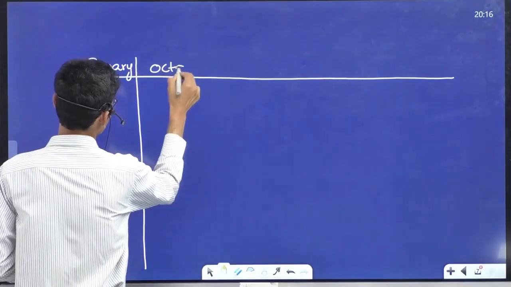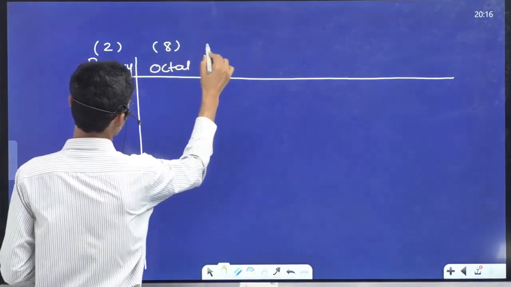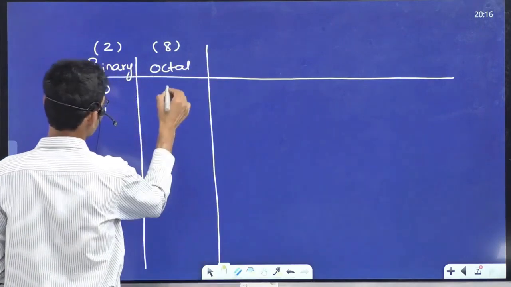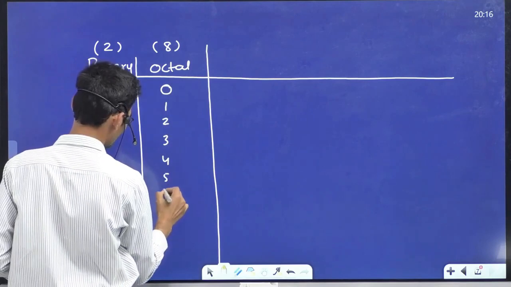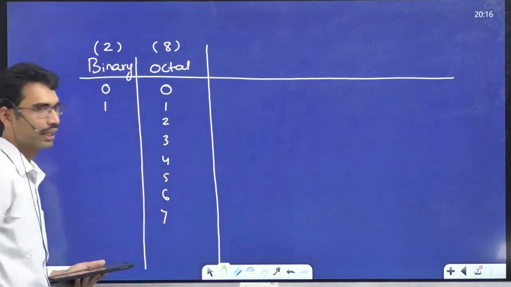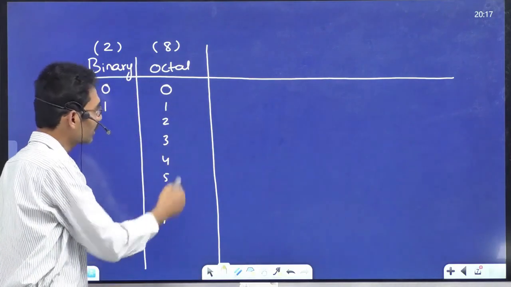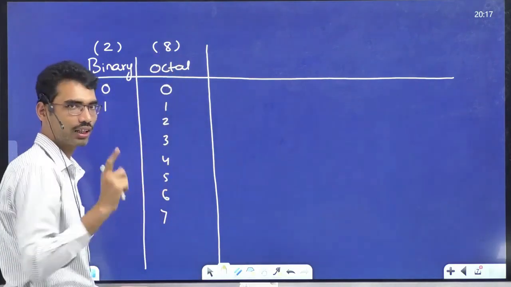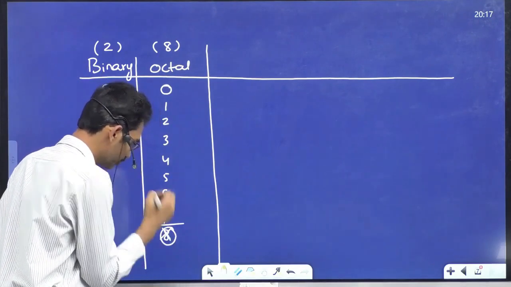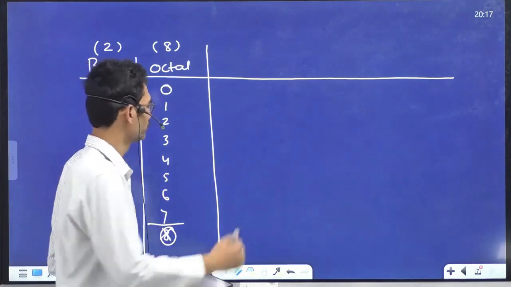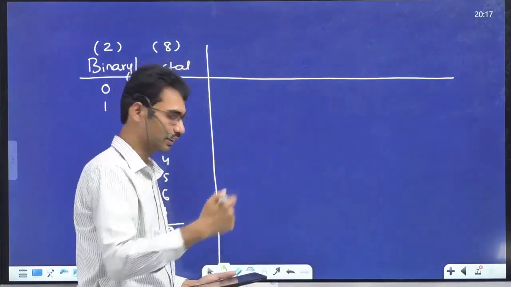When it comes to octal system, this is 2. Octal means 8. 8 means 0, 1, 2, 3, 4, 5, 6, 7. 8 will not be there in this. Already 0 to 7, 8 digits are covered. If you want to write 8, it is not available in this system. If you want to write 8, either you go for decimal or hexadecimal system.